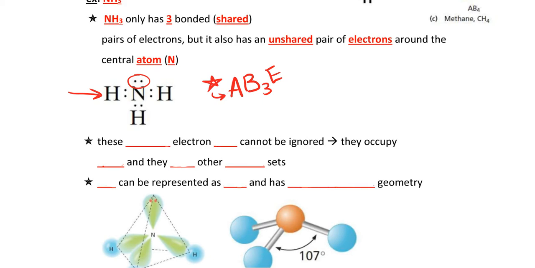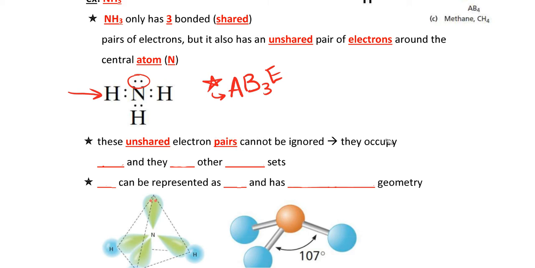It may not be apparent yet, but we use these codes to determine the geometry. Maybe I should have said that earlier: the codes are associated with different shapes, so the code tells us what shape this particular molecule is going to be. So if we see AB3E, we know that it's going to be a specific kind of geometry.